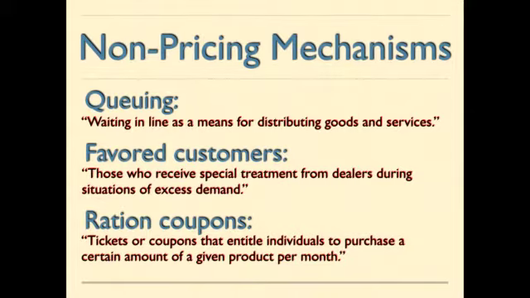So a ration coupon is a ticket or coupon that entitles individuals to purchase a certain amount of a product per month. So you would get this coupon book for gasoline, and each one represented a gallon of gasoline. So if you bought 5 gallons of gasoline, you'd have to pay for it and give 5 coupons. Once you ran out of the coupons, you couldn't buy any more gasoline. Same thing for sugar and other products in the United States during World War II.